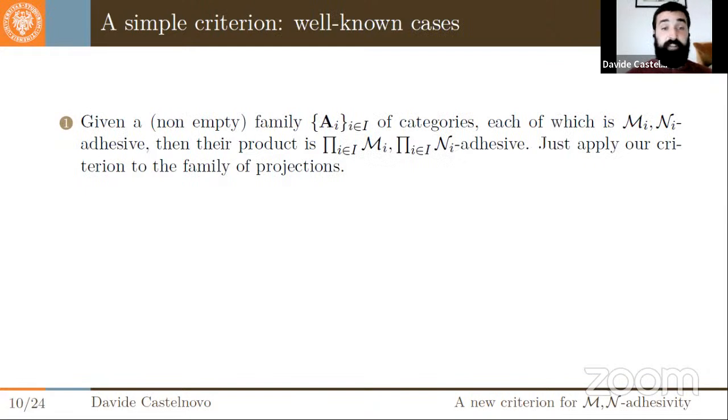So let's give some well-known examples. Start with a non-empty family of categories Ai, each of which is Mi and Ni adhesive. Take their product. Then their product is MN adhesive with respect to the component-wise classes, sorry, given by the product of all the Mi and Ni classes. This case is proved simply by applying our criterion to the family of projections.